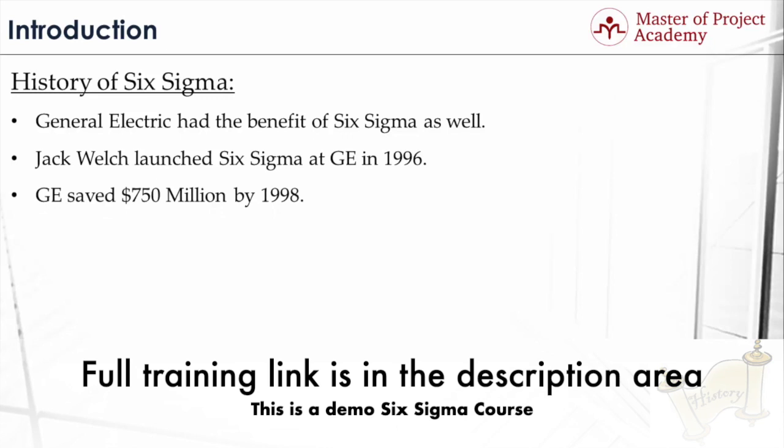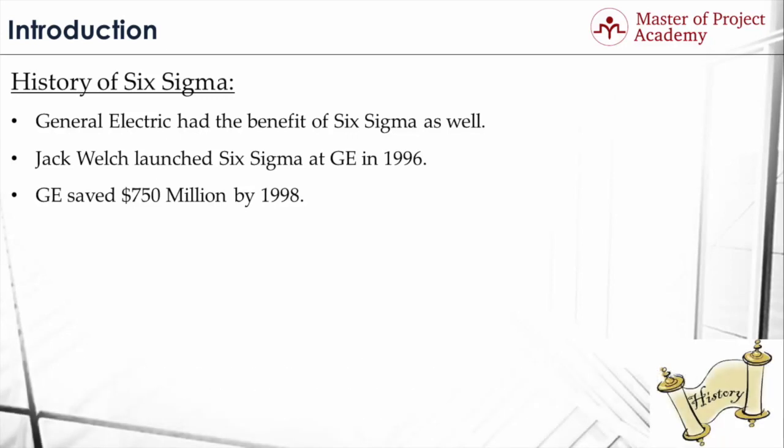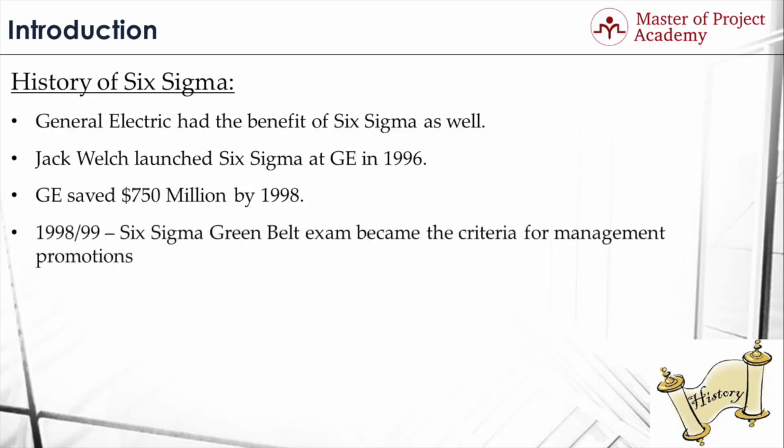GE could cut invoice defects and disputes by 98%, speeding payment and creating better productivity. They also streamlined the contract review process, leading to faster completion of deals and annual savings of $1 million. In 1998 and 1999, the Six Sigma Green Belt exam became the criteria for management promotions. Terms such as Black Belt and Green Belt were coined by Mikhail Harry in relation to martial arts, and in today's world, Six Sigma Green Belt and Black Belt certifications have great credibility in all industries.